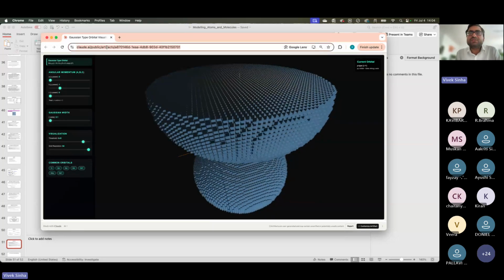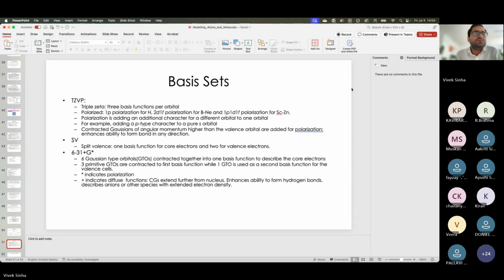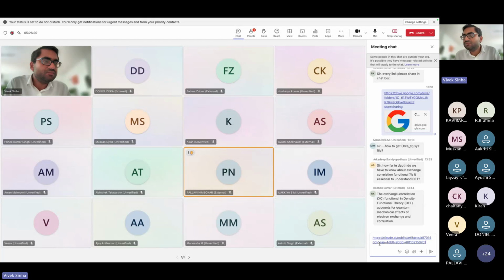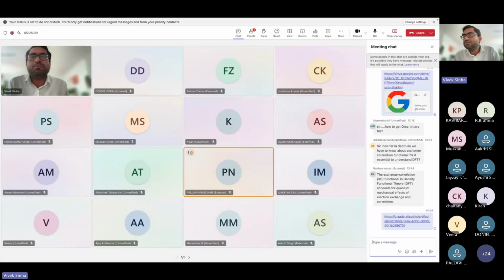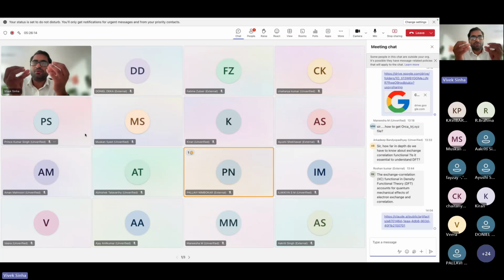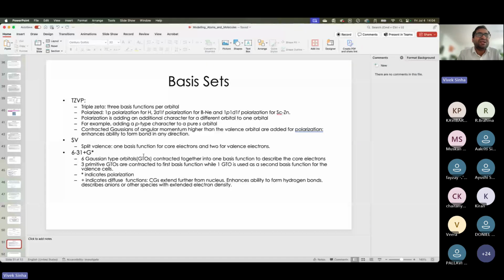So this I will place in the chat because it's not on my presentation at the moment. Feel free to play around with it. I also wanted to create something for molecules so that you have two centers and keep adding different kinds of functions and visualize it, but I was not able to complete that. So I couldn't show you anything on that, but I hope I have given you some kind of intuition for the basis set.